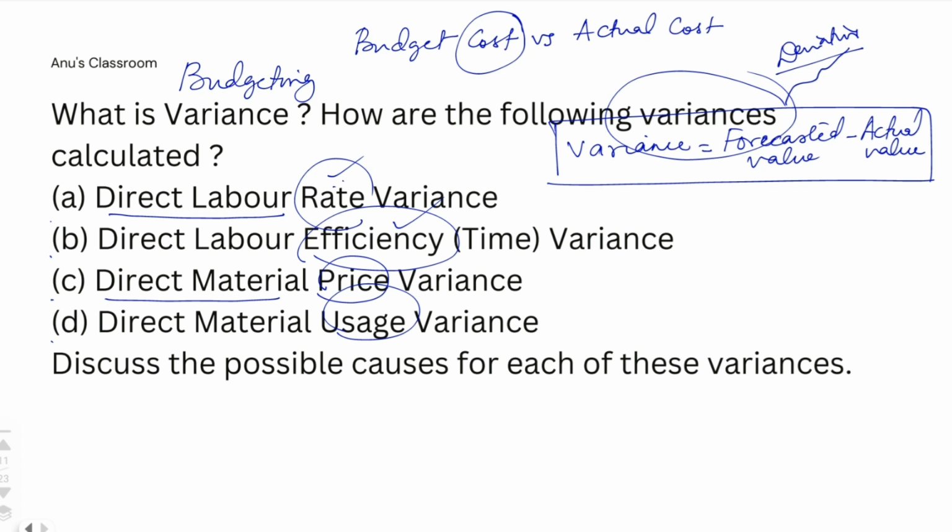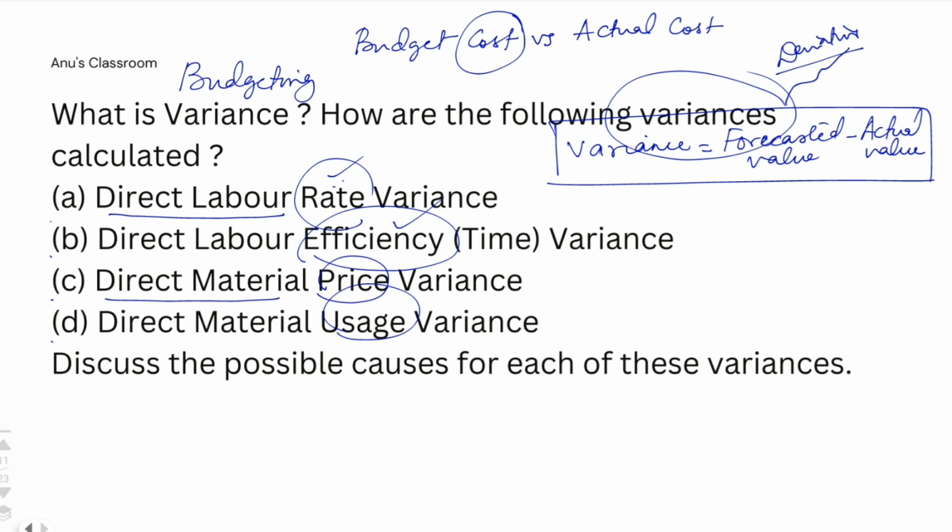The next part of this question is to discuss the possible causes for each of these variances. A few of the reasons why direct labor rate variance could be there are staffing variances or benefit changes, and incorrect standards, that is, the labor standard may not reflect the current or recent changes in the rates that are paid to the employee.